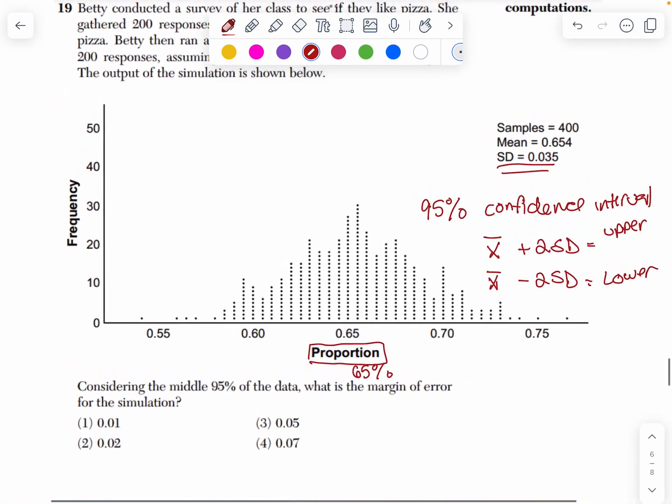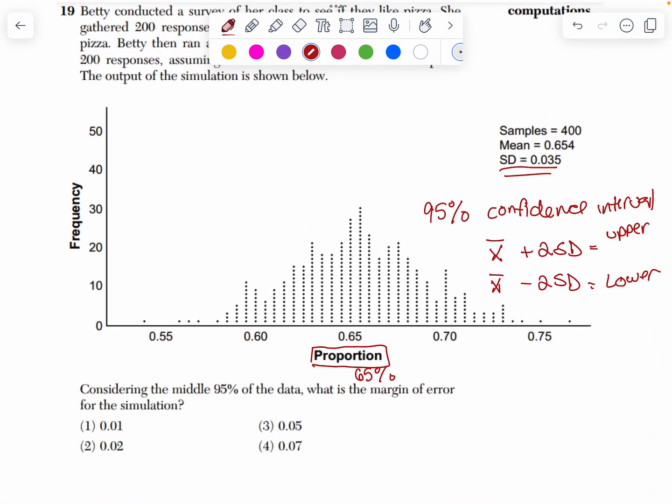So this question says, considering the middle 95% of the data, what is the margin of error for the simulation? Well, as I stated above, margin of error is going to be 2 times your standard deviation. And so when I take my calculator, I'm really multiplying 2 times 0.035, which works out to be 0.07.